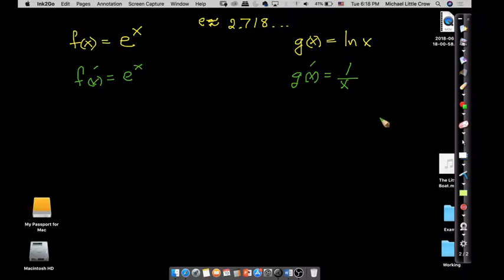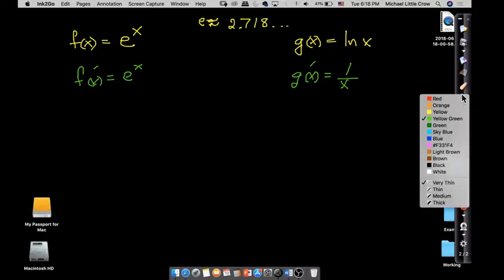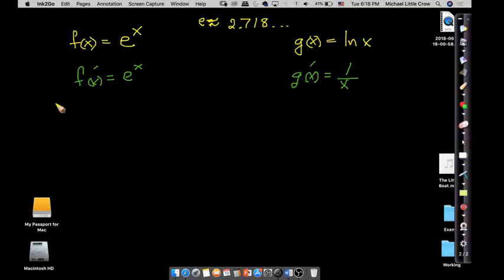Now, that's if we have the natural logarithm and the natural exponential. But if we have anything else, let's make another function. So where are we? Here we go. Let's go with h of x. Here's another one, the doubling function, 2 to the x, right? That's going to double.